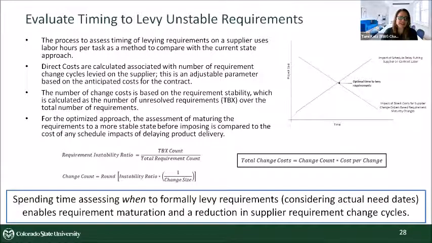And then you can kind of predict, if you think about it linearly, what your change count might be if you know how quickly you can resolve those. And typically we'll have some sort of TBX burn down plan that will let us know how quickly we could resolve things based on when we know stuff. So the idea here is just spend some time, put some thought process behind when you actually want to levy your requirements on your suppliers. Don't do it mindlessly.